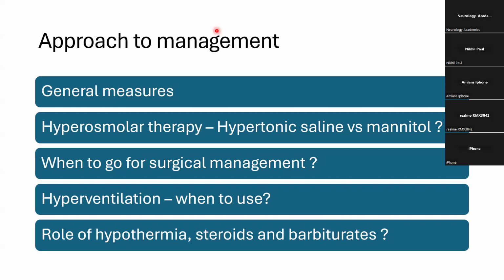Coming to the approach to management. So for that patient, what all can be done? What are the general measures? With regard to the patient I just showed, what is the approach to management? What are the general measures we can do? How to initiate hyperosmolar therapy? When to go for surgical management? And we also look at the role of other interventions like hyperventilation, hypothermia, steroids, and barbiturates.